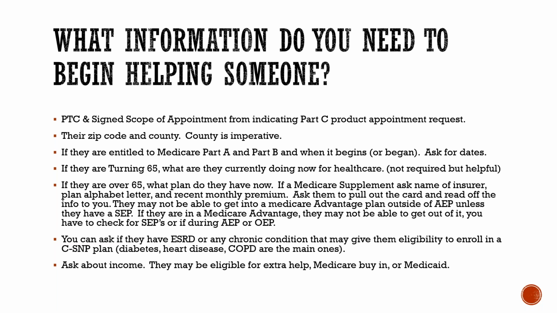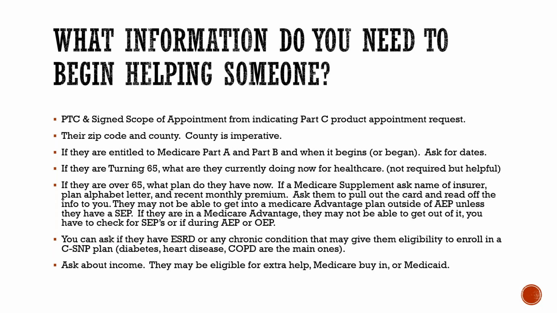If they're entitled to Medicare A and B, you want to know when it begins. This will help you out with election periods. Always ask for dates. If they're turning age 65, what are they currently doing now for health care? It is not required, but it will be very helpful for you making a recommendation. If they're over 65, you want to know precisely what plan they have now, precisely. And if they're not sure, ask them to pull out their medical ID card. Easiest way to find out.